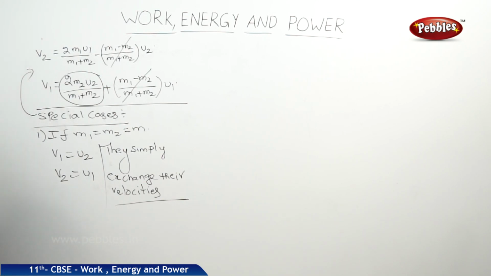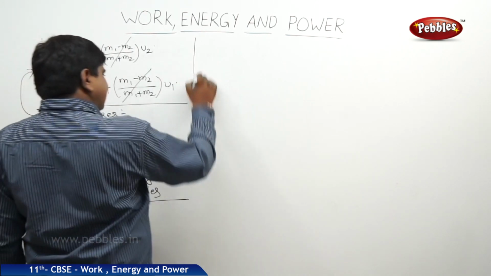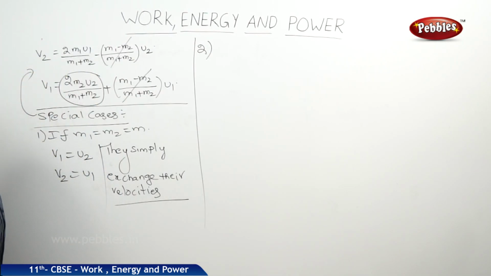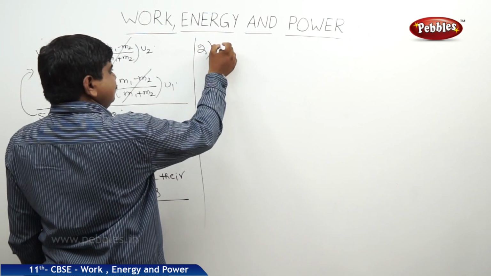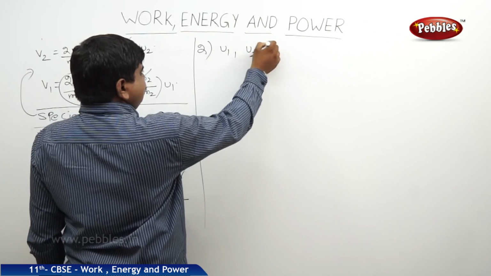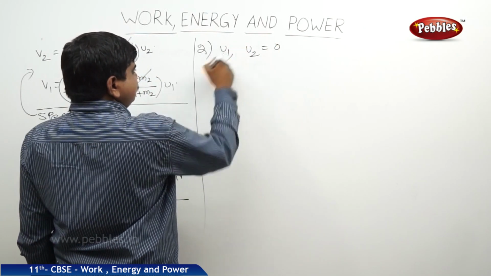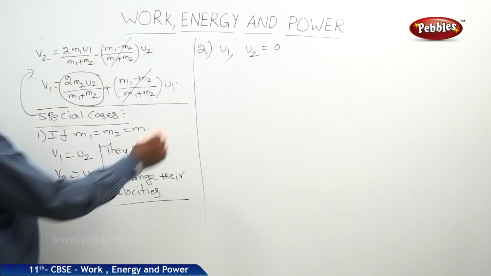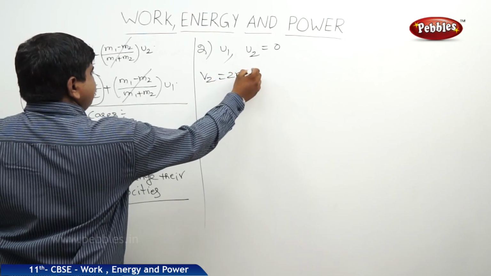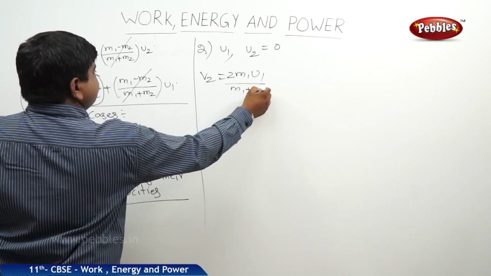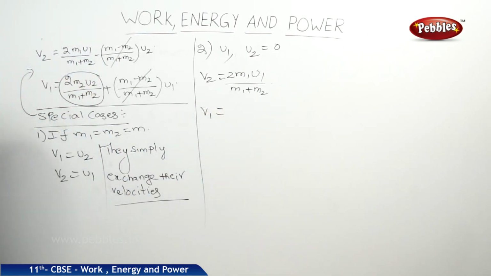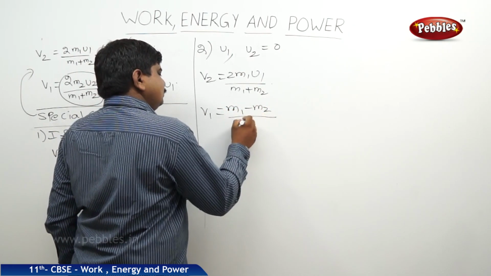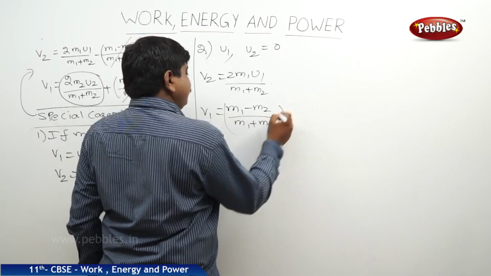This is one of the special cases. We will see the second case. The first body has velocity u1, the second body is at rest. So u2 is equal to 0. If u2 is equal to 0, v2 will become 2 m1 u1 by (m1 plus m2), and v1 will become (m1 minus m2) by (m1 plus m2) of u1.